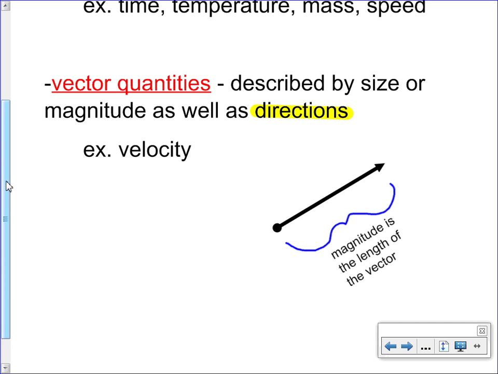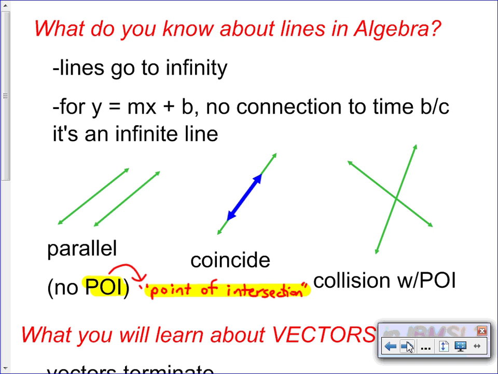So, a couple of things. Stuff you need to know. First of all, y equals mx plus b. Well, in algebra, lines went on forever and ever. Vectors, not so much. That size determines something. In algebra, you learned about y equals mx plus b. It had no connection to time because it was an infinite line. It kept on going forever and ever.